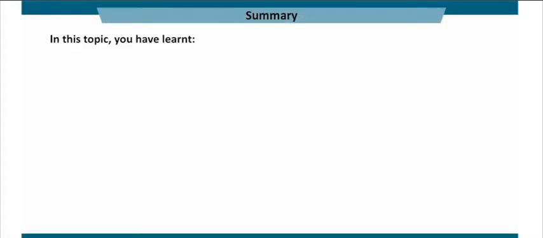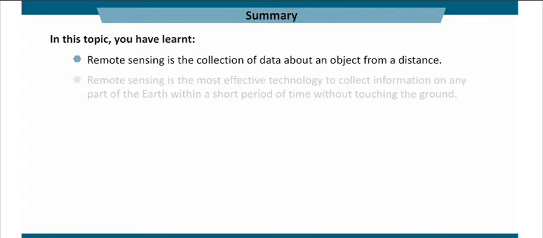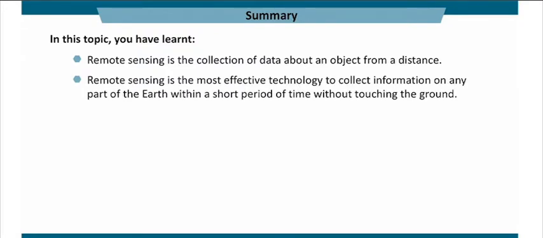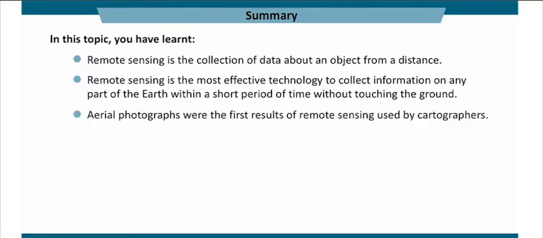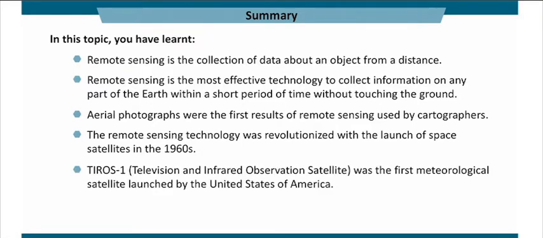In this topic, you have learned remote sensing is the collection of data about an object from a distance. Remote sensing is the most effective technology to collect information on any part of the Earth within a short period of time without touching the ground. Aerial photographs were the first results of remote sensing used by cartographers. Remote sensing technology was revolutionized with the launch of space satellites in the 1960s. TIROS-1, Television and Infrared Observation Satellite, was the first meteorological satellite launched by the United States of America.